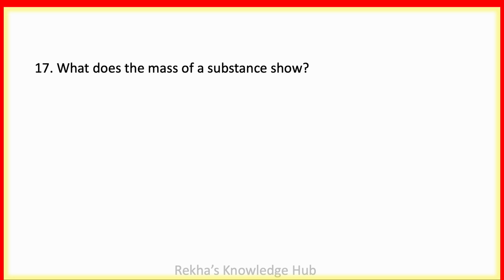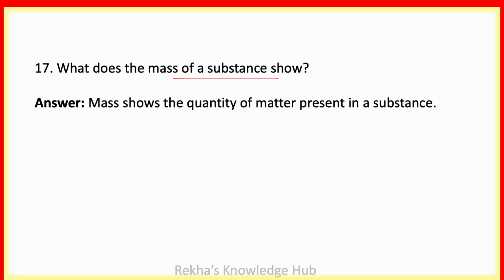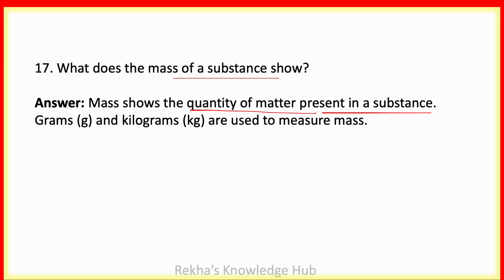What does the mass of a substance show? Mass shows the quantity of matter present in a substance. Mass tells us how much matter is in an object. We measure mass using grams and kilograms. We use grams for small things like a pencil and kilograms for bigger things like a bag of rice.